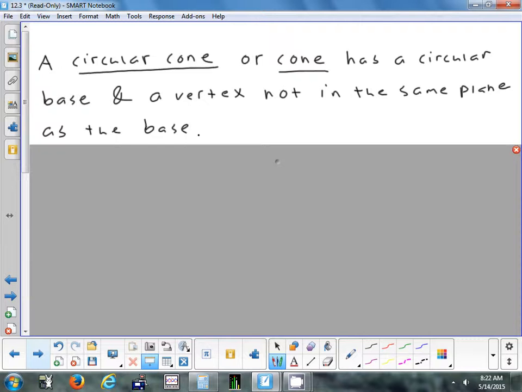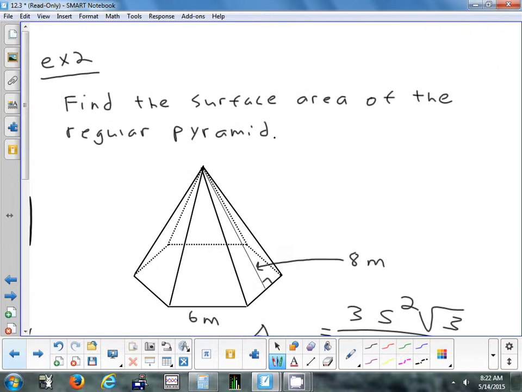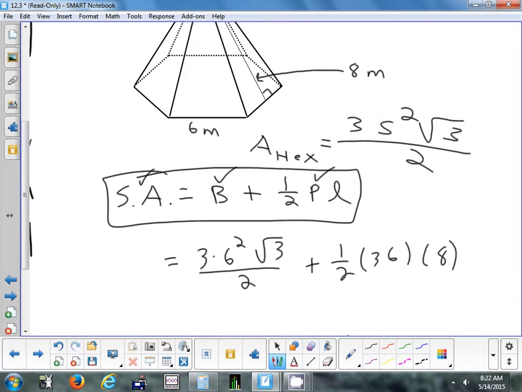Okay, so cone. The easiest way to think of a cone, like I said before, is as a pyramid with a circle as a base. If you think of it that way, you can reuse all the same formulas we already know. Even this one: area of the base plus half the perimeter times the slant height.